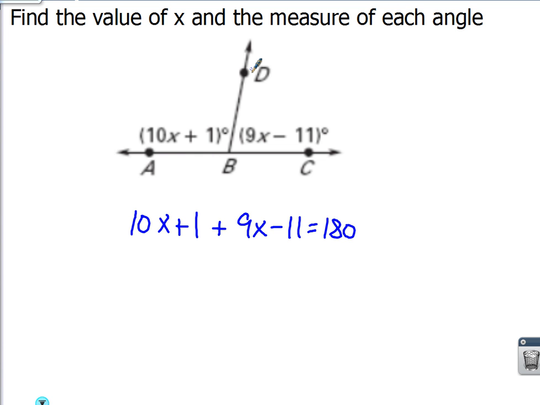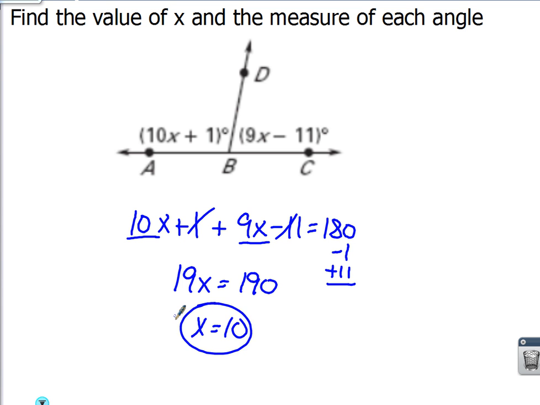Have me solve it, Kyle. How many x's do I have? 10 and 9. 19x. And Kyle, to move the plus 1 over here, what do I do? And how do I move minus 11? Good. Mark them out. I have 19x equals, that's 191 minus 1 is 190. So x must be 10.